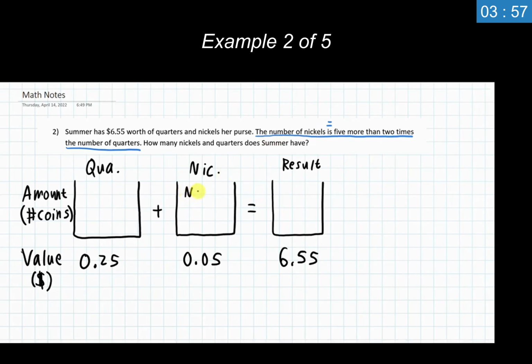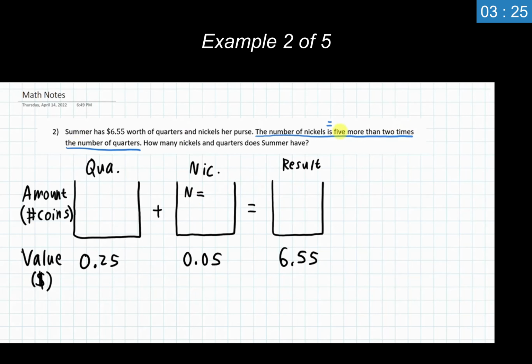The number of nickels equals, and now everything that would be to the right of this, I'm just going to write it down below because I'm running out of space here, is going to represent everything that comes after this. So we're told the number of nickels is 5 more than 2 times the number of quarters. So we have "more than" telling us that we have addition, and we have "2 times" telling us that we have multiplication. So what's going to be coming first?